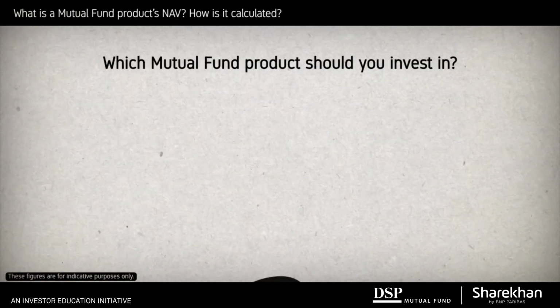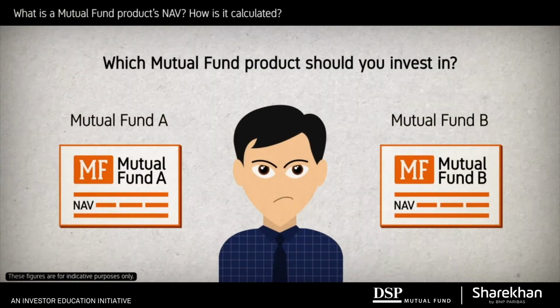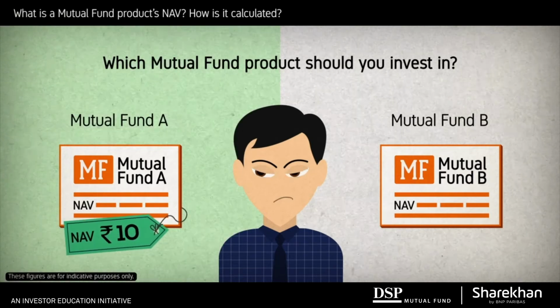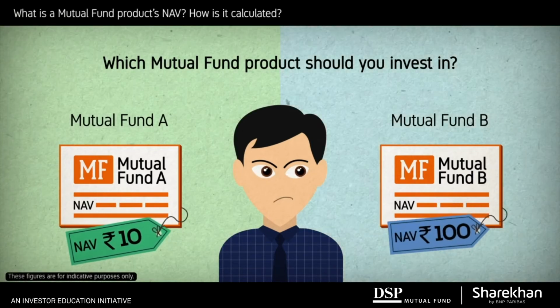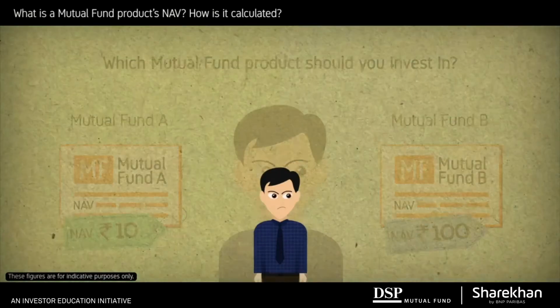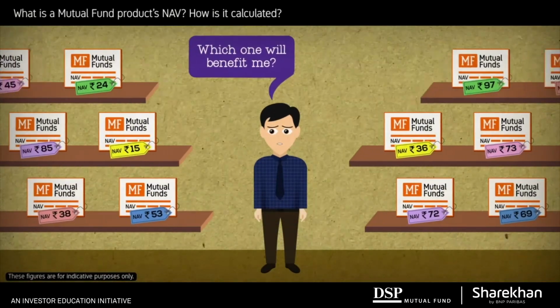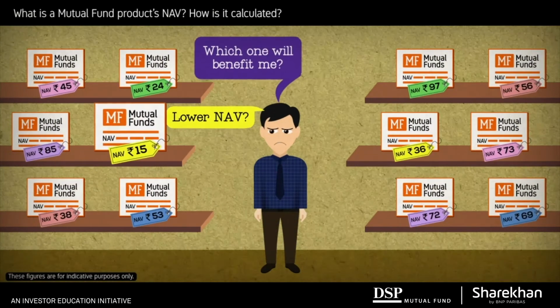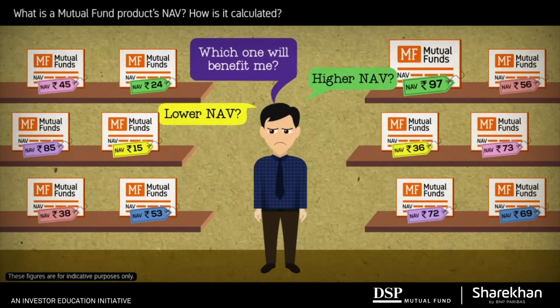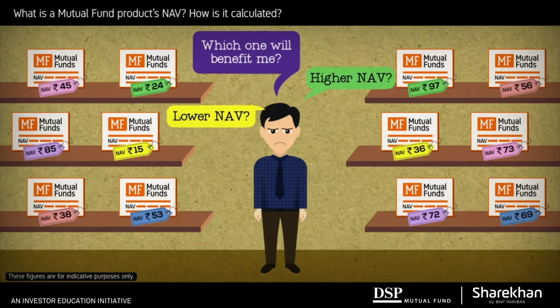Now, which of these products do you think is better? One with a NAV of Rs 10 or another one with a NAV of Rs 100? This question in different forms and with varying figures often stumps young investors who are attracted to new fund offers or newly launched mutual fund products.